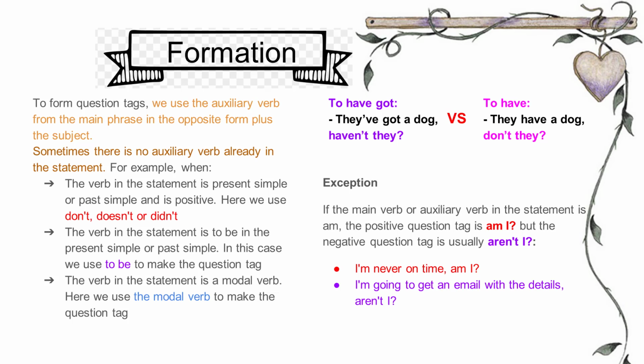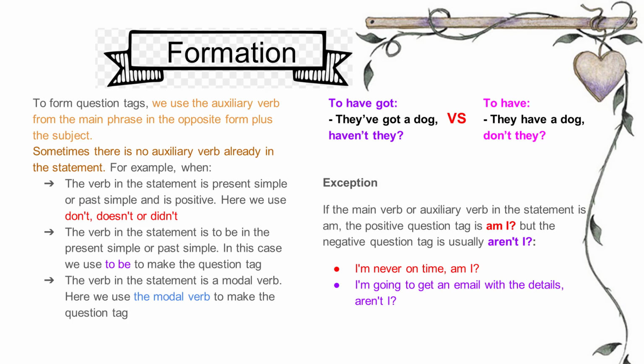Sometimes there is no auxiliary verb already in the statement, so when the verb in the statement is present simple or past simple and is positive, you use don't, doesn't, or didn't. Or when the verb in the statement is to be in the present simple or past simple, we use to be to make the question tag. And when the verb in the statement is a modal verb, we use the same modal verb to make the question tag.